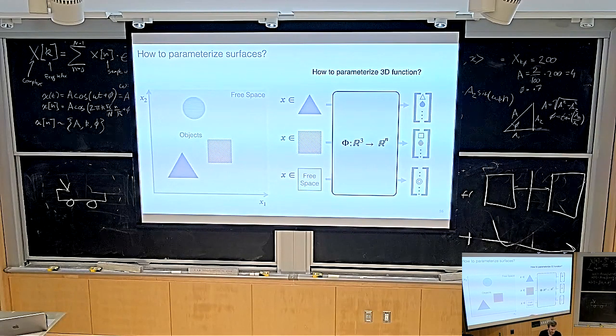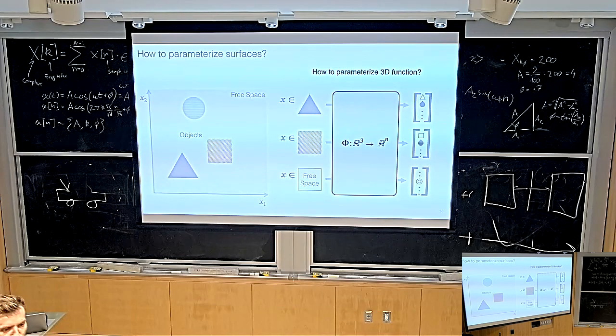Okay, any questions on this part, which was sign distance functions and occupancy functions? So basically, volumetric ways of defining 3D geometry.